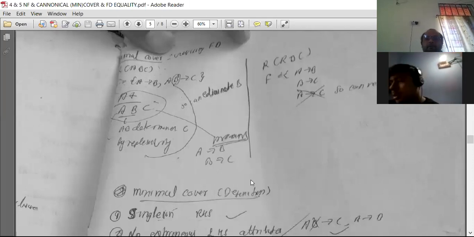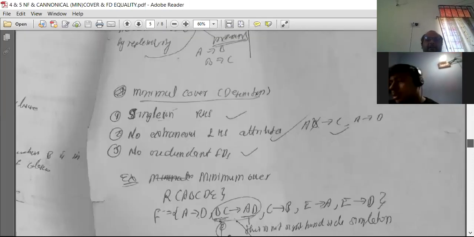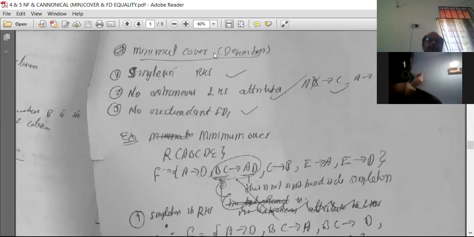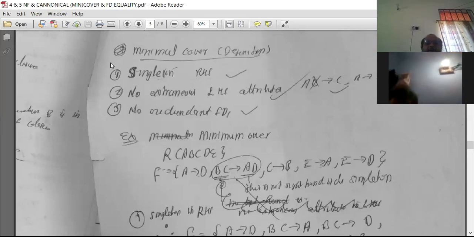Like that, this is our minimal cover. What is minimal cover? In minimal cover, there are three conditions.